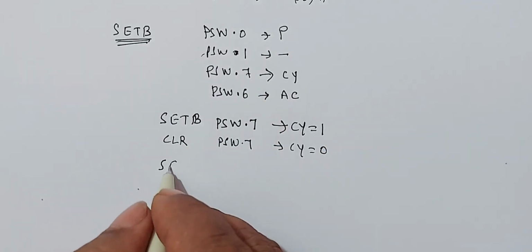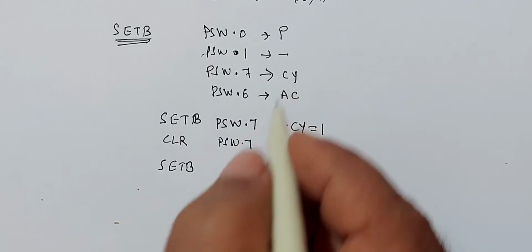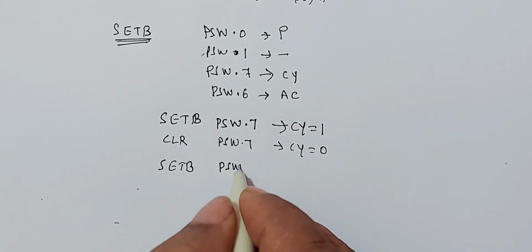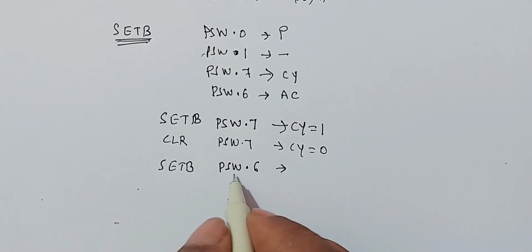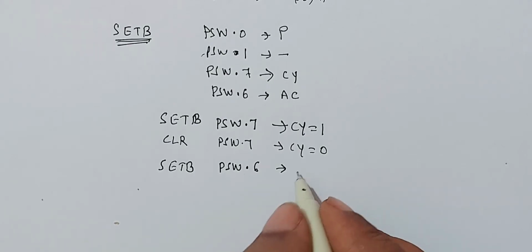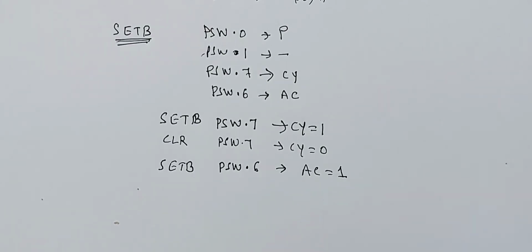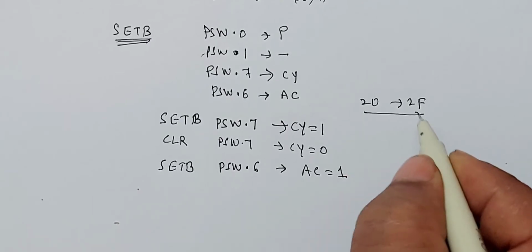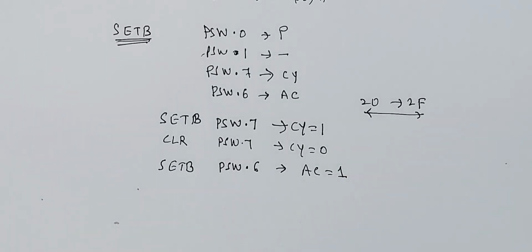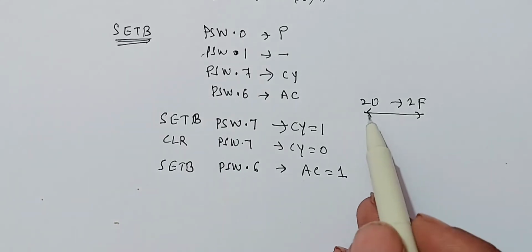Similarly, another example, SETB PSW.6. This gives you bit 6 of the program status word, that is the auxiliary carry flag. SETB PSW.6 means the auxiliary carry goes to 1. And you also know that in RAM locations, the addresses from 20 to 2F are used as bit addressable. So you can set any bit to 1 using these RAM locations.